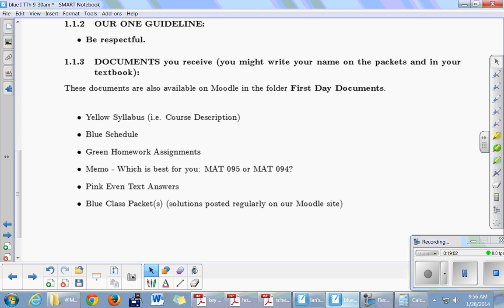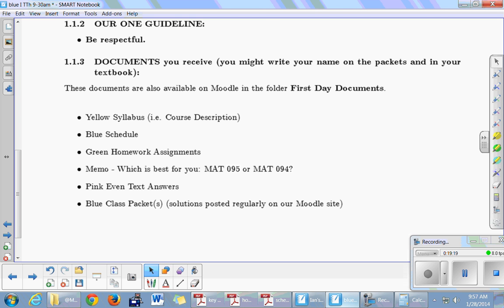Okay, that's that. Next thing, the pink even text answers. All right. In your textbook, anybody have the textbook? Just going to grab this right here. So here is your textbook. Specifics on this are in the syllabus, but at the end you will find answers to the odd numbered questions.